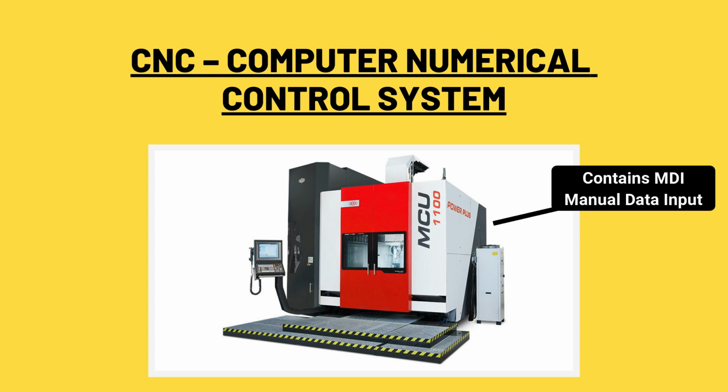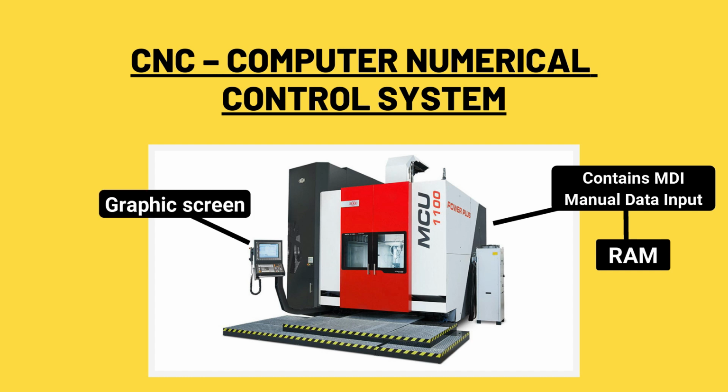The MCU has a keyboard for manual data input, or MDI, of part program. Such programs are stored in random access memory, or RAM, of the computer. They can be played back, edited, and processed by the control unit. MCU also has a graphic screen in which the program and the generated toolpath can be displayed.